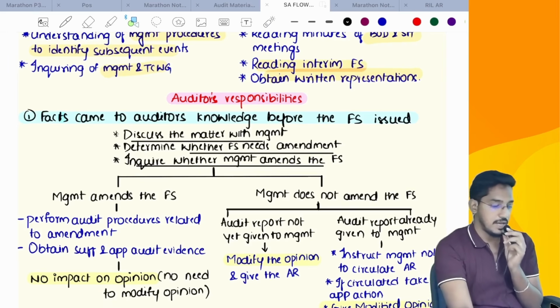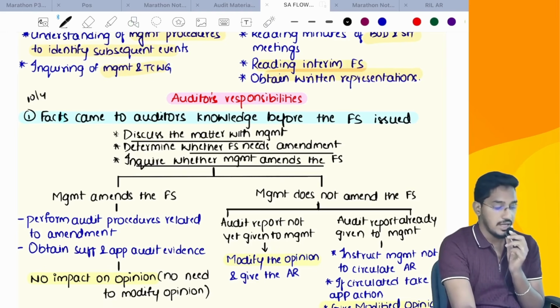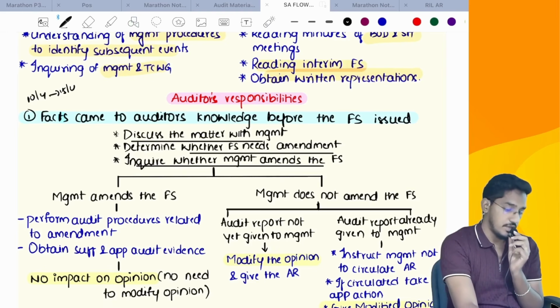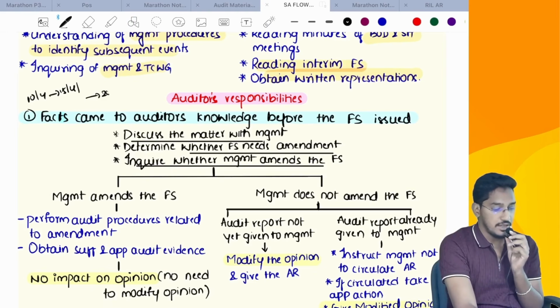Because previously management approved the financial statements on 10th of April. I gave the audit report on 15th of April. Now we got to know about a subsequent event. Management amended the financial statements. These amended financial statements will once again be approved. Say for example, these are approved once again on 20th of April.